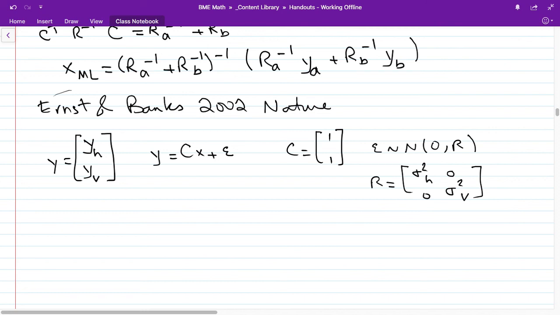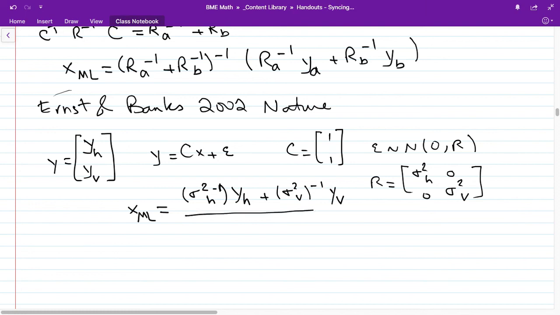Now they said if your behavior is maximum likelihood, what you should do is take what you feel with your hand and weigh it by the inverse of the noise of your haptic sensation, your proprioception, plus what you see weighted by the inverse of the noise of what you see, and then divide by the sum of the noises.